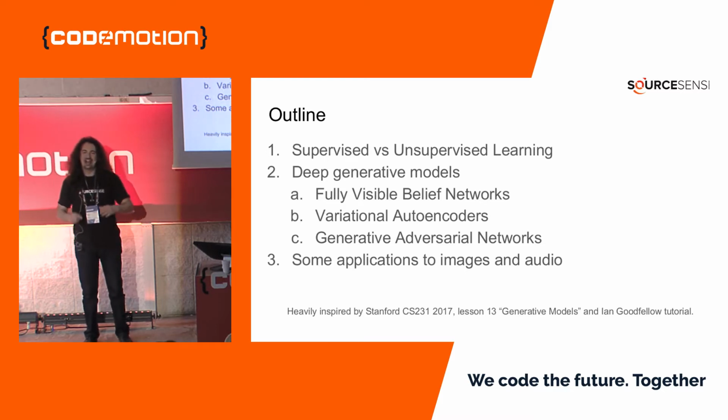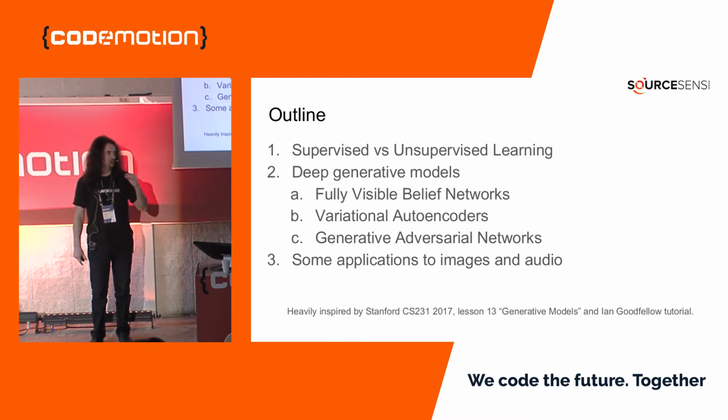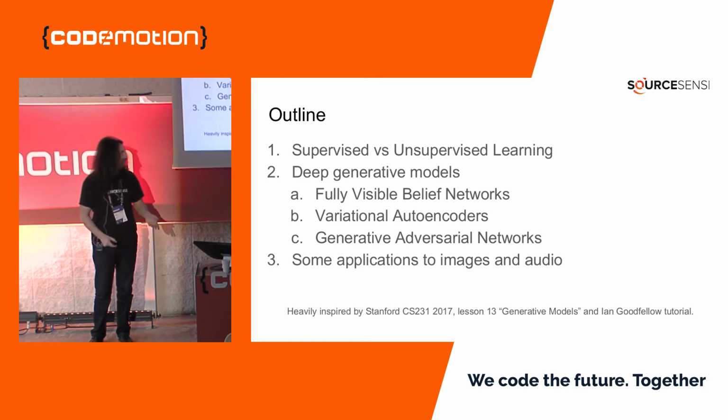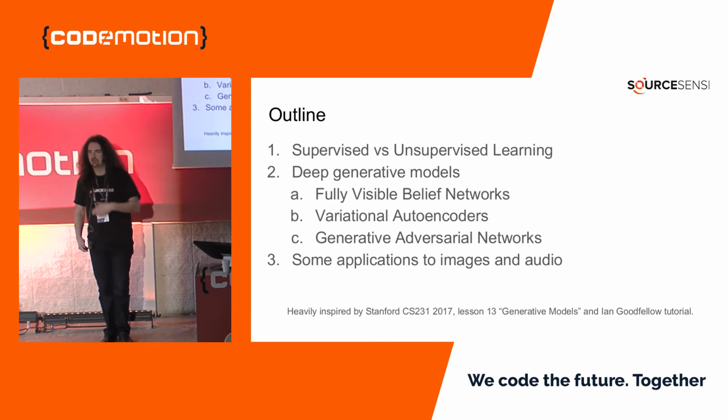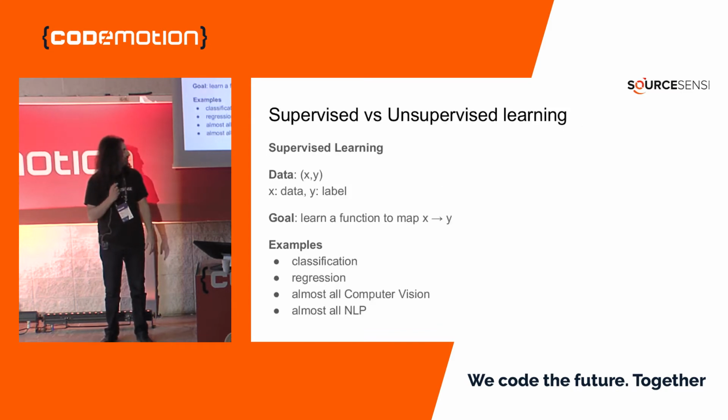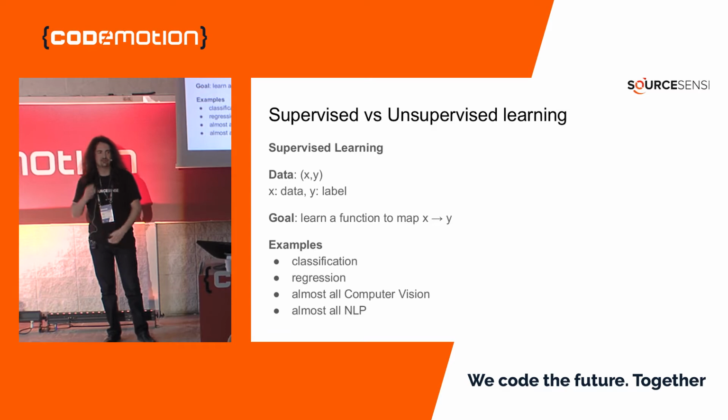This talk is heavily inspired. I want to give my kudos to the Stanford CS231n, which is the computer vision for deep learning by Stanford, and the Ian Goodfellow tutorial about the generative adversarial network, in case you're interested in the references.